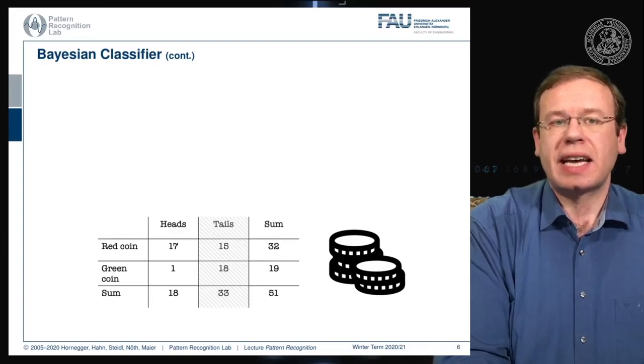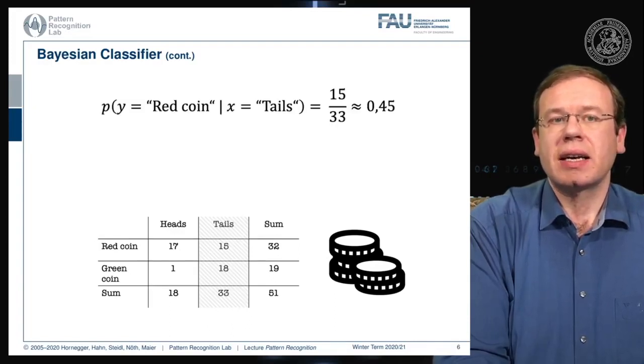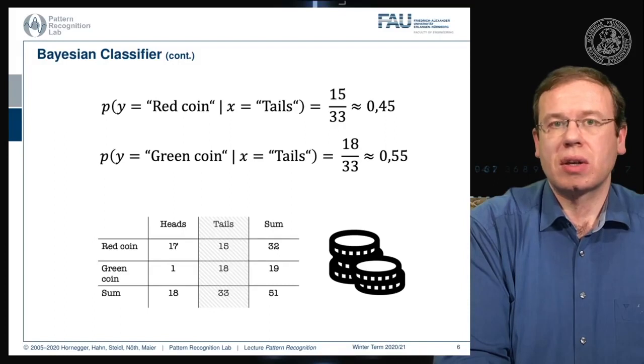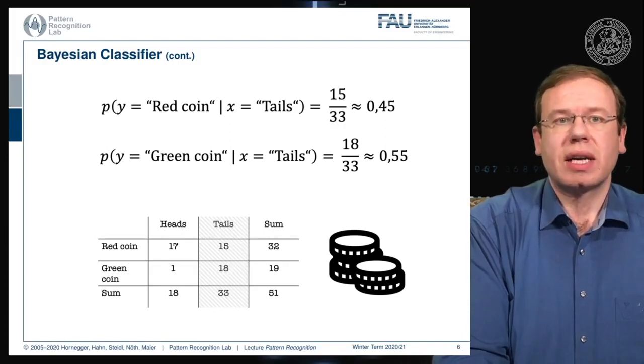Now if I observe tails, then I know that I have observed tails, so I can already fix that, and then I compute the probability for red coin. So this is one of the two classes, and the other class is green coin, and you see that the probabilities are 45% and 55%. So if you observe tails, then this is not very strong evidence of which coin was actually tossed. Let's look into the other case.